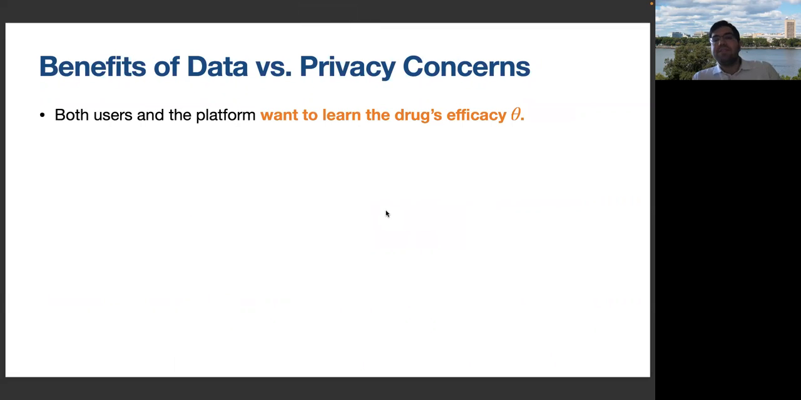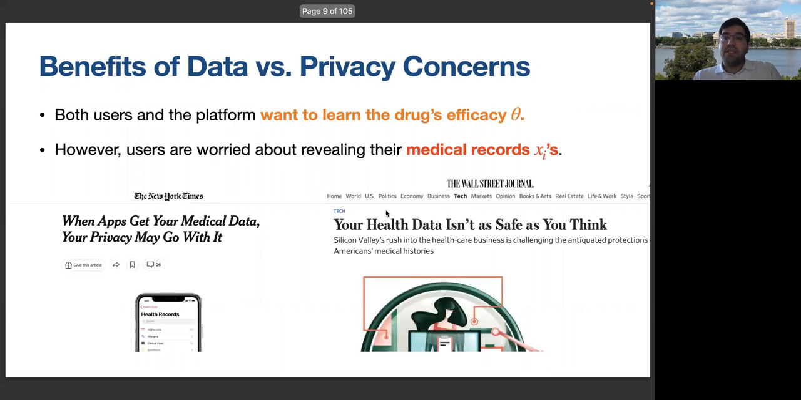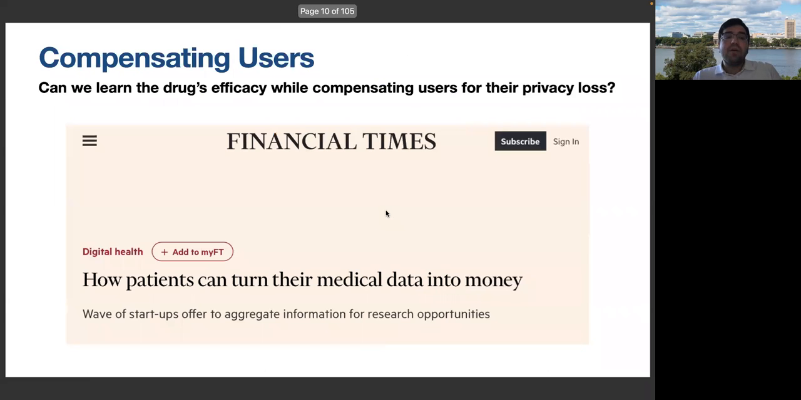So both users and the platform or the hospital want to learn this drug efficacy. The users are the patients that are taking the drug, and the platform is offering the medicine. So they both want to know whether it's an effective one or not. But on the other hand, the users are worried about revealing their medical record x_i in the process of learning this estimate theta. And so the question is, how can we learn the drug efficacy theta while we somehow compensate users for their privacy losses?